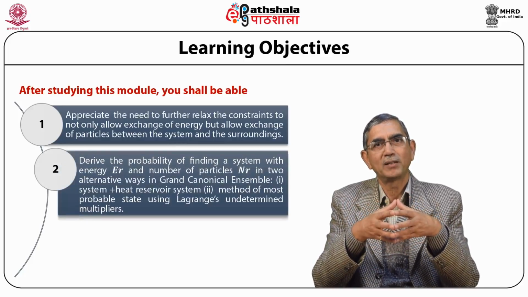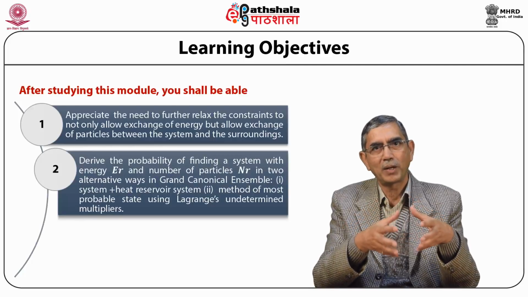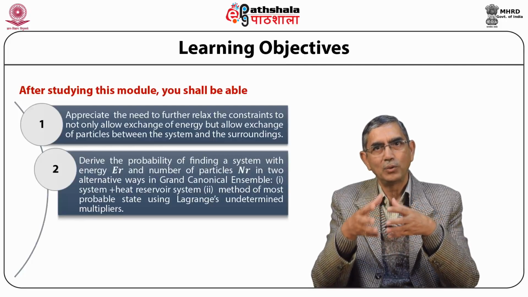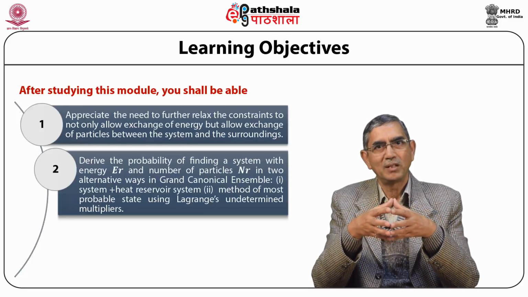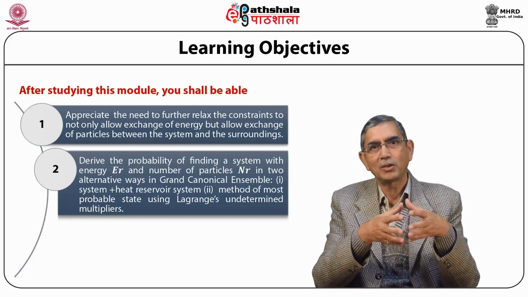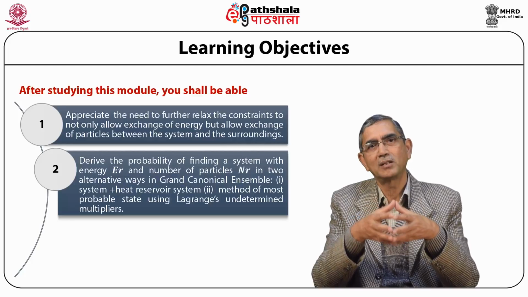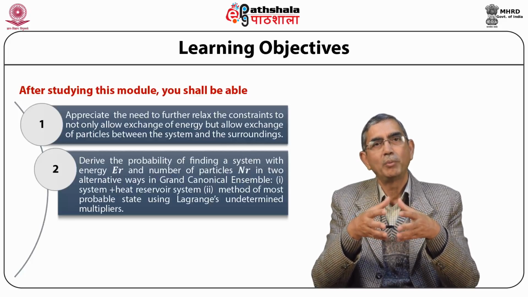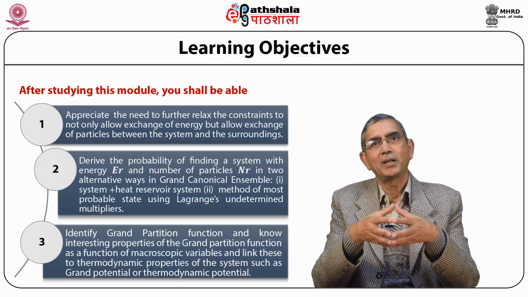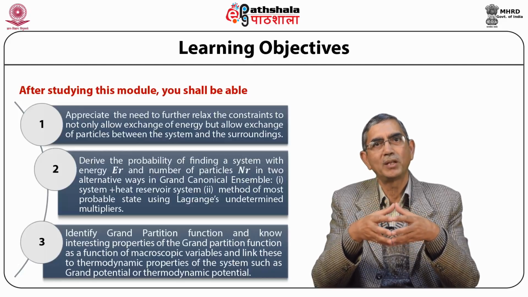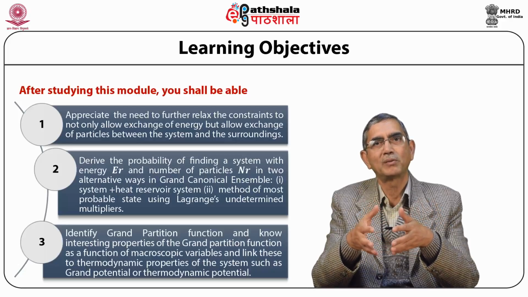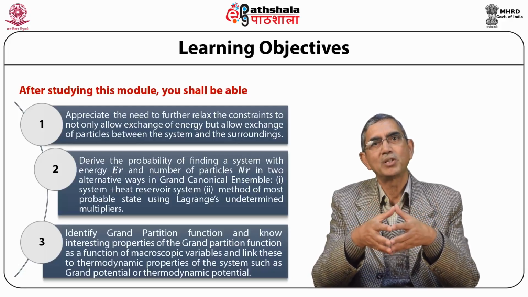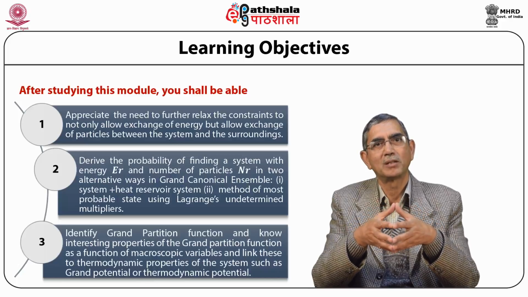Derive the probability of finding a system with energy E and number of particles N_r in two alternative ways in the grand canonical ensemble: the system plus heat reservoir approach, and the method of most probable state using Lagrange's undetermined multipliers. You will be able to identify the grand partition function and know interesting properties of the grand partition function as a function of macroscopic variables, and link these to thermodynamic properties of the system such as grand potential or thermodynamic potential.